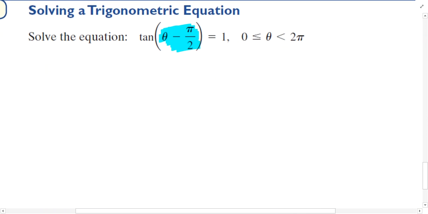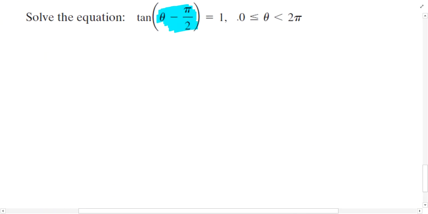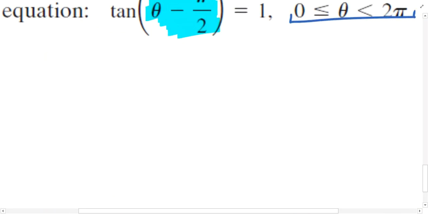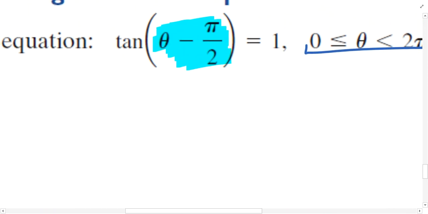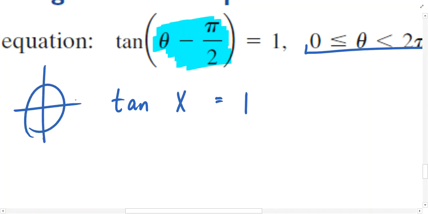Now, lastly, for this example, there are a couple ways we can solve it. We can use trig identities, such as the difference identity for tangent, and solve it. But again, what I like to do is rewrite this. Tangent of x is equal to 1. And we ask ourselves, well, where does tangent of x equal 1? Well, that's this position and this position. So x is equal to pi over 4 and also 5 pi over 4.